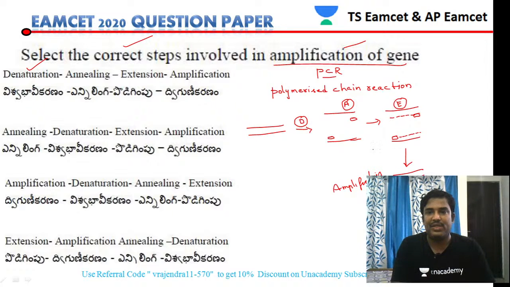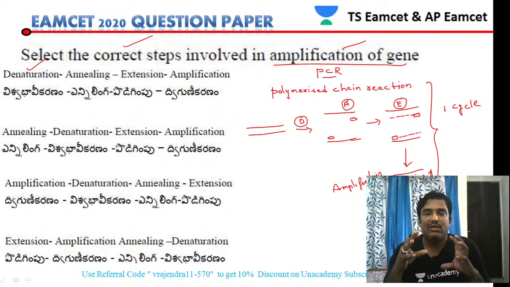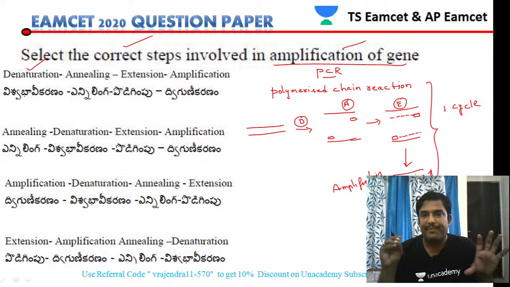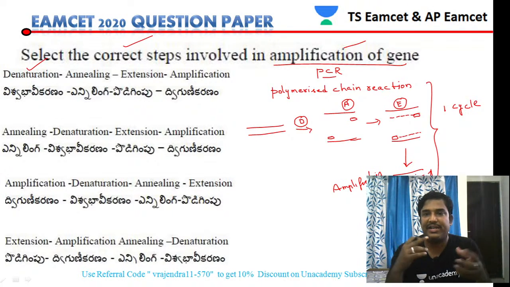So all of this together is called one cycle. The two daughter DNA produced here will again enter into the second cycle. Like that, this whole process together is called the polymerase chain reaction, PCR.